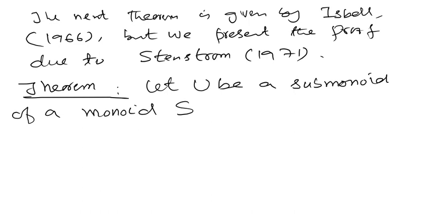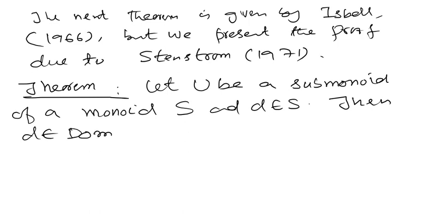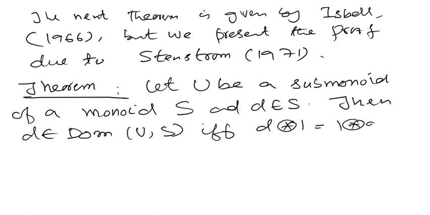Okay, then D belongs to S, D is an element in S. Then this D is in the dominion: D belongs to the dominion of U in S if and only if D tensor 1, which you defined, equals 1 tensor D in the tensor product S tensor S over U.